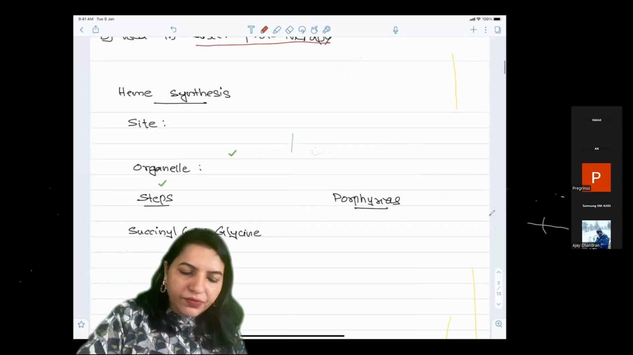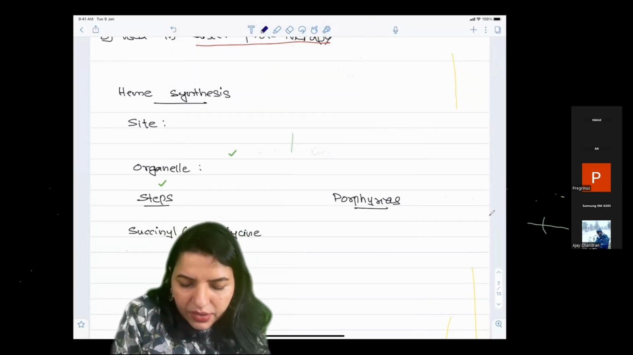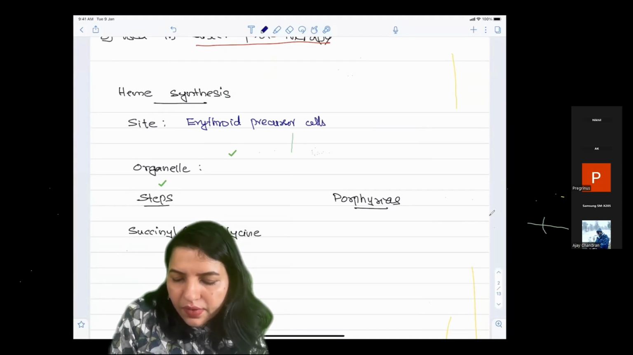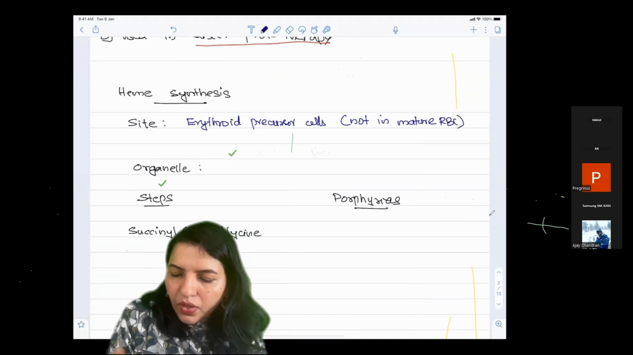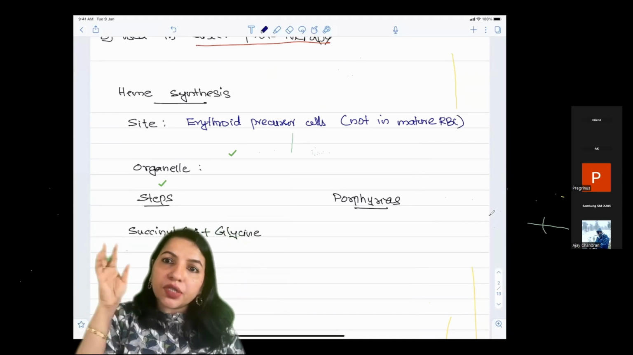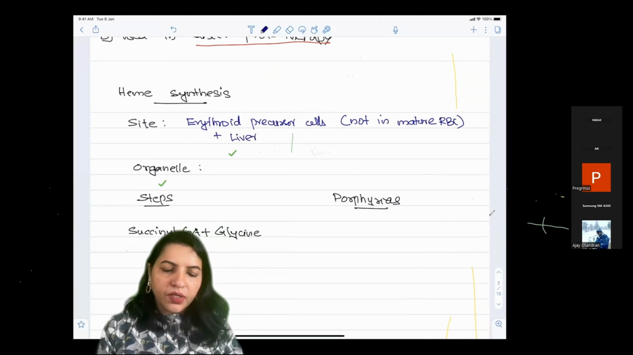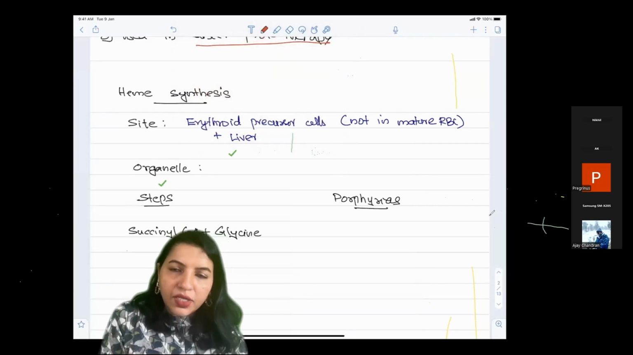Okay. If that much is clear, we are going to heme synthesis. The first thing that we have to learn is where this heme synthesis is occurring. Heme synthesis occurs in, and that is very, very important, erythroid precursor cells. Remember, you write not in mature RBC. So it is only in precursor cells plus liver. These are the organs where heme synthesis takes place.